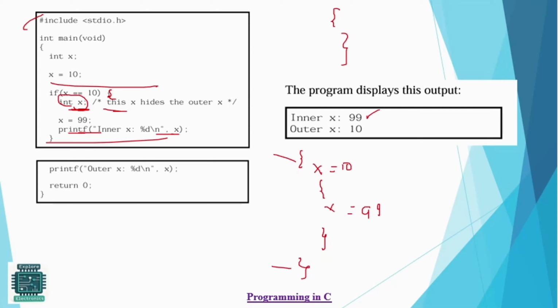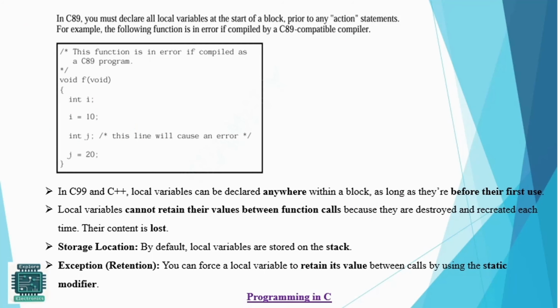But as we close the braces, the code block is over, and the value x equal to 99 is destroyed. When it comes outside, here in the outer block, the value of x is 10. So this is considered and printed as output over here as outer x. I think you got this point. Okay, now let us move on to the next.